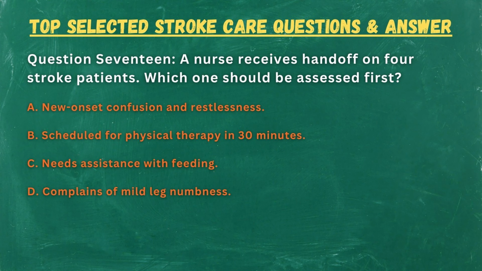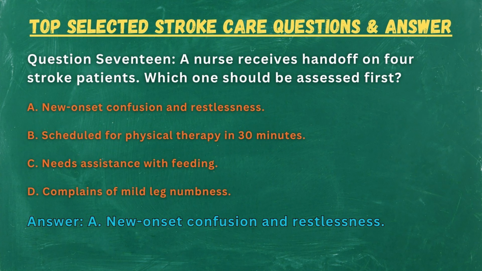Question 17. A nurse receives handoff on 4 stroke patients. Which one should be assessed first? A. New onset confusion and restlessness. B. Scheduled for physical therapy in 30 minutes. C. Needs assistance with feeding. D. Complains of mild leg numbness. Answer: A. New onset confusion and restlessness.